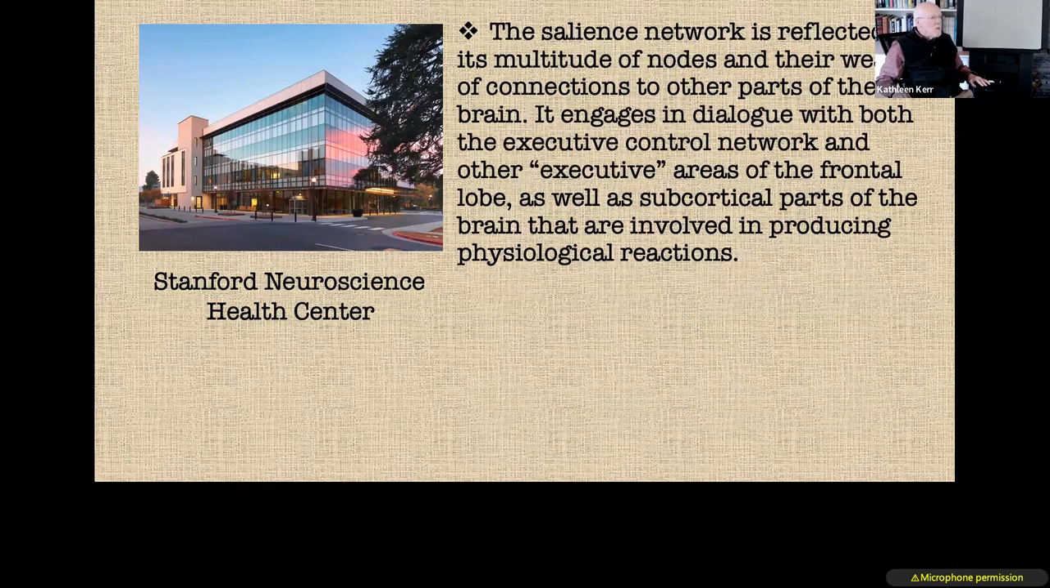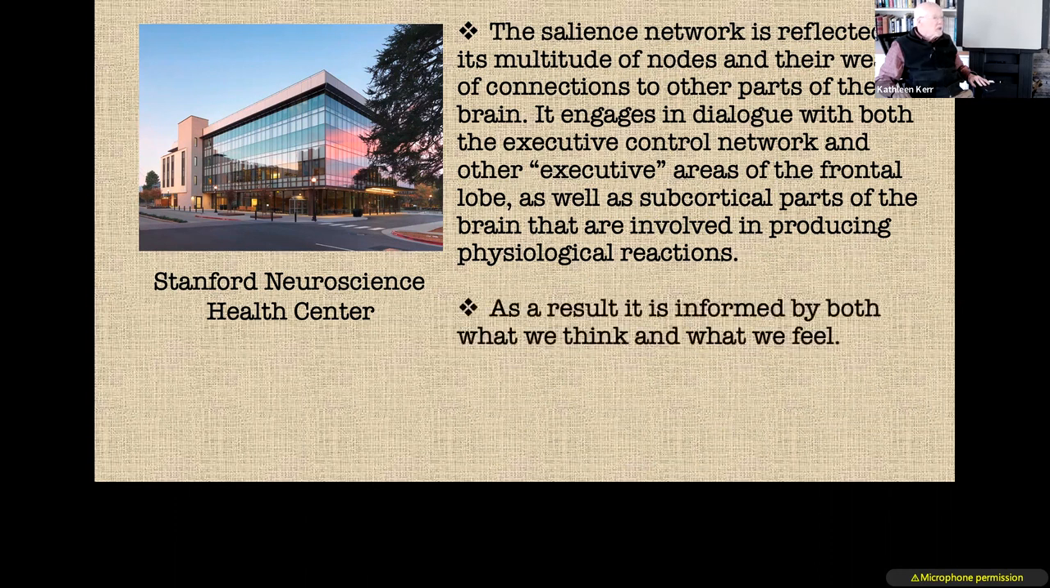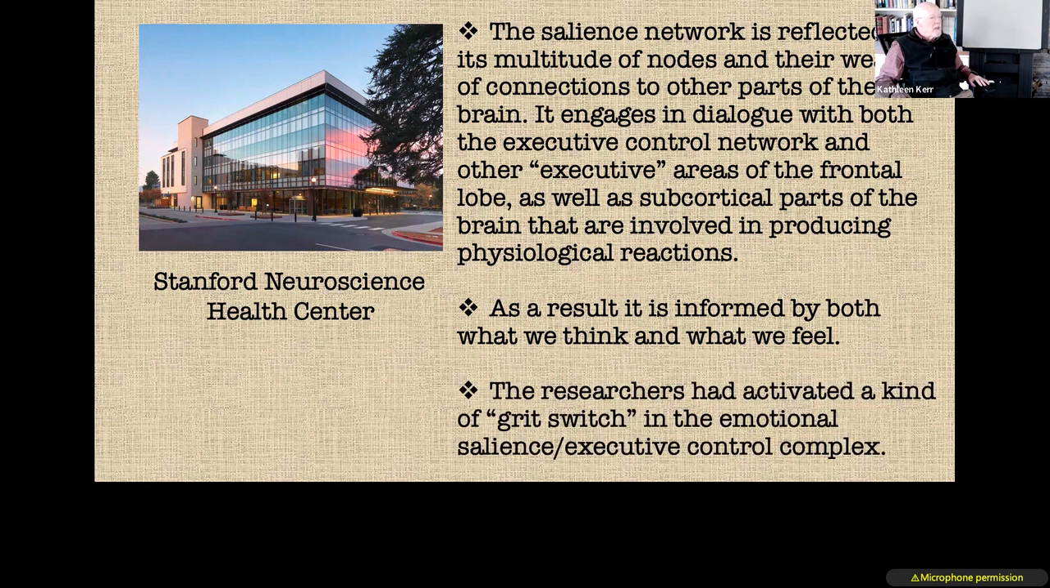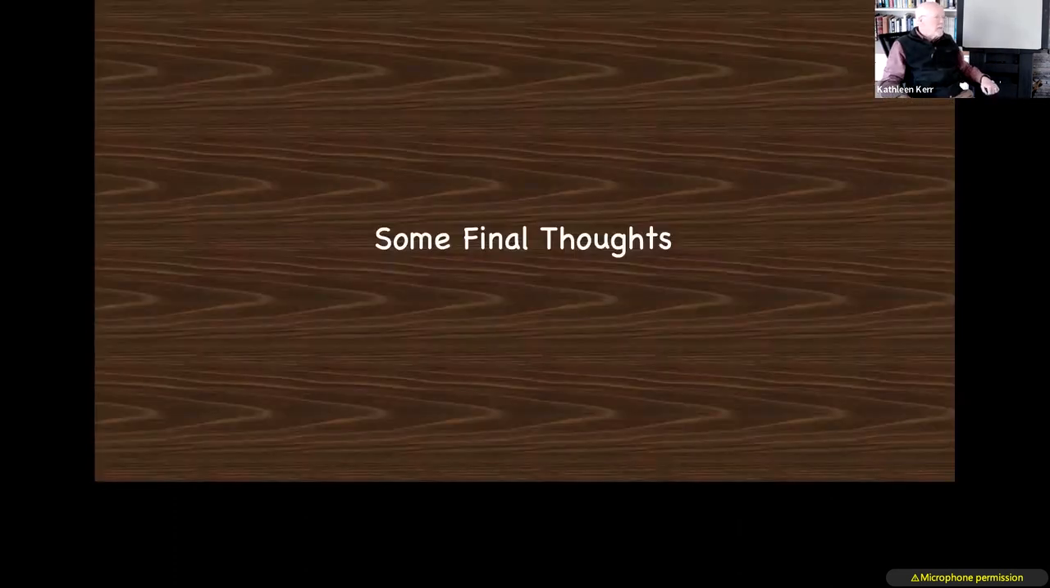The salience network is reflected by its multiple nodes and their wealth of connections to other parts of the brain. It engages in dialogue with both the executive control network and other executive areas of the frontal lobe, as well as subcortical parts of the brain that are involved in producing physiological reactions, ultimately feeling reactions. As a result, it is formed by both what we think and what we feel. Bowen 101, right? The researchers had activated a kind of grit switch in the emotional salience executive control complex. I had no idea these kinds of studies were going on and how much they were learning that are fascinating to make more sense out of human behavior.